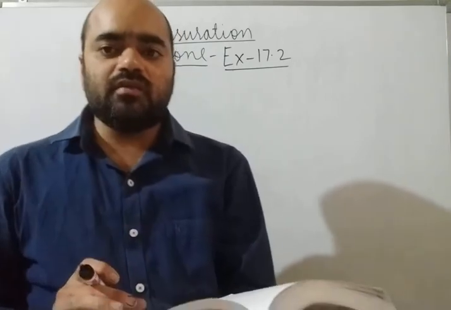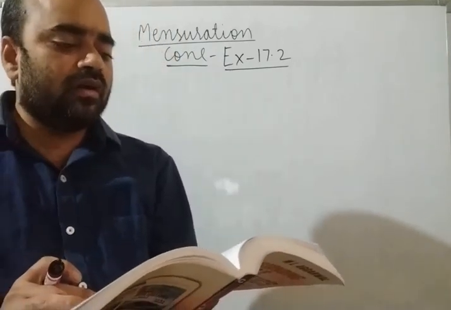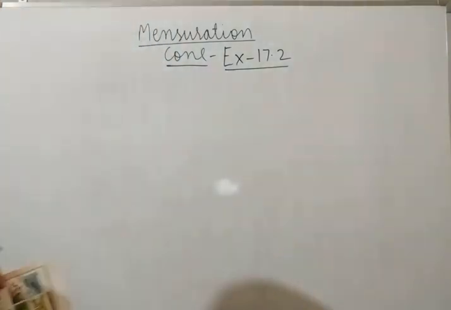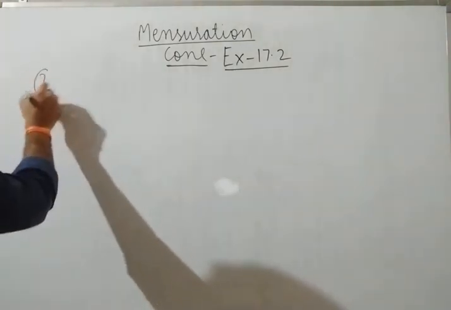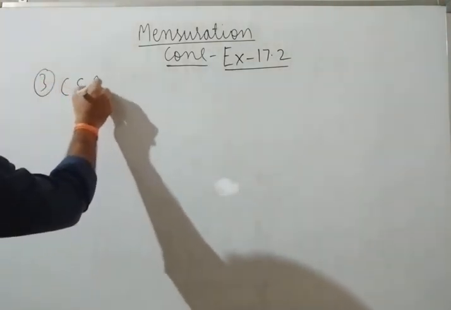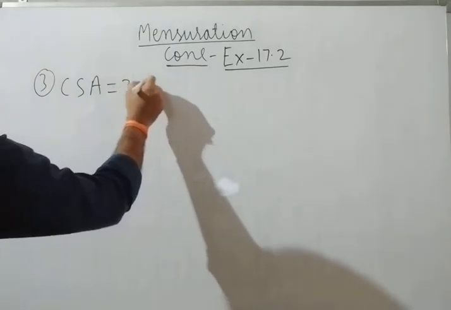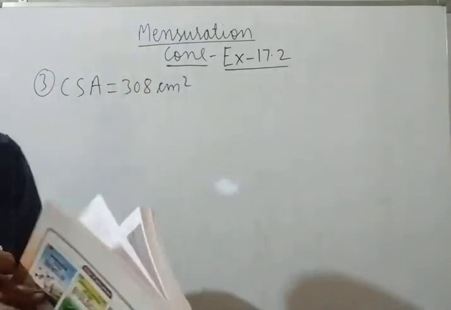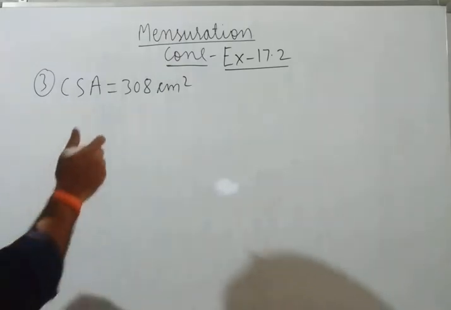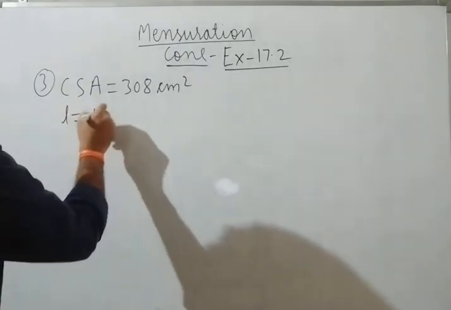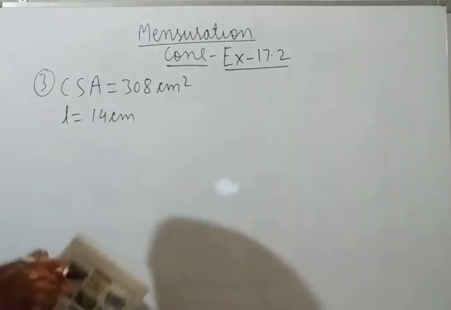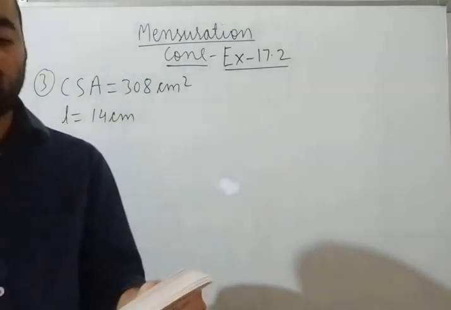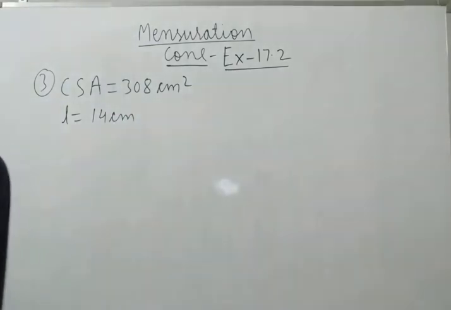So we are starting with question number 3. Curved surface area of a cone is 308. What is given? Curved surface area is 308 centimeter square. Slant height is given, 14 centimeter. Slant height, that is L, 14 centimeter. We have to find the radius of the base and total surface area of the cone.